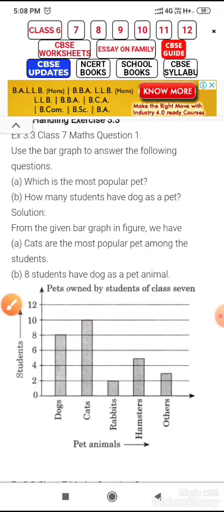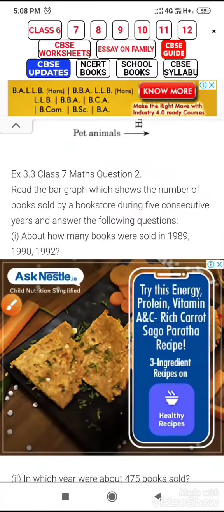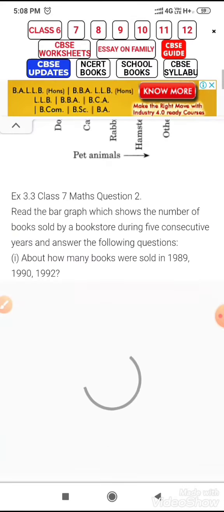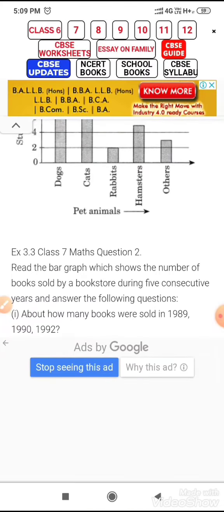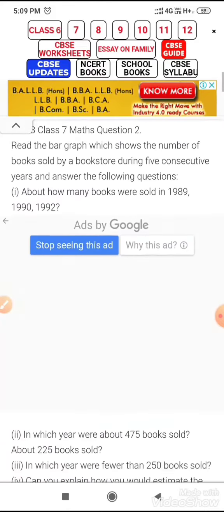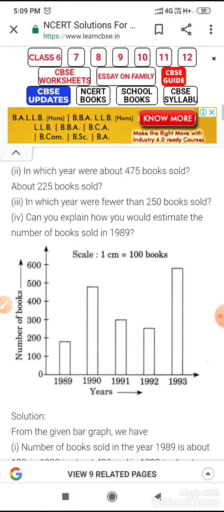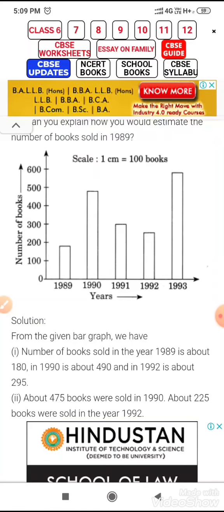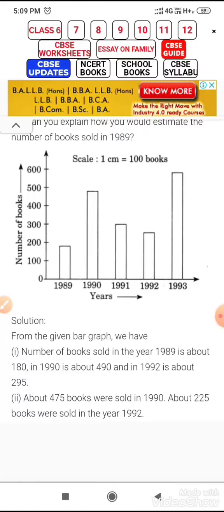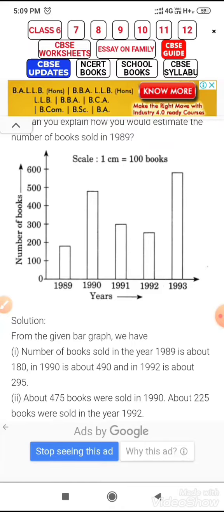Now move to our second question. Read the bar graph which shows the number of books sold by a bookseller during 5 consecutive years, and answer the following questions. First question: how many books were sold in 1989, 1990, and 1992? From the graph you can easily conclude that the number of books sold in 1989 is about 180, in 1990 is about 490, and in 1992 is about 295.